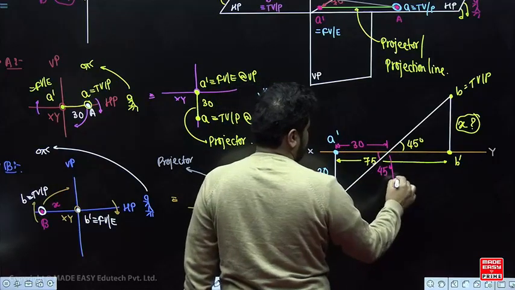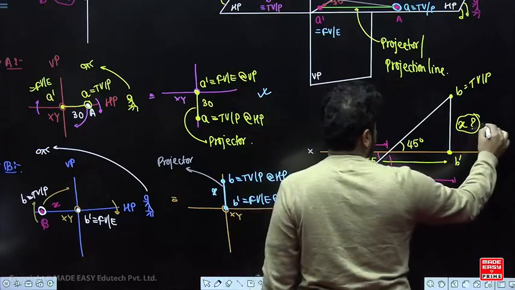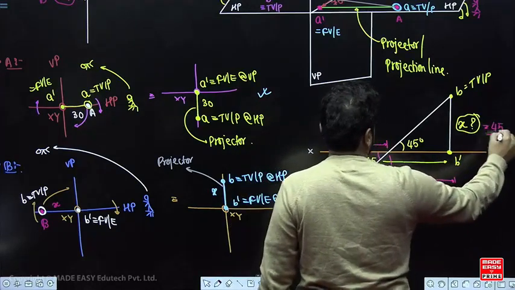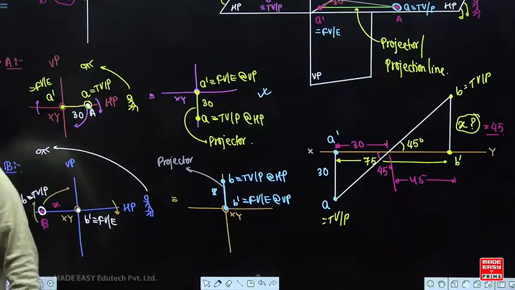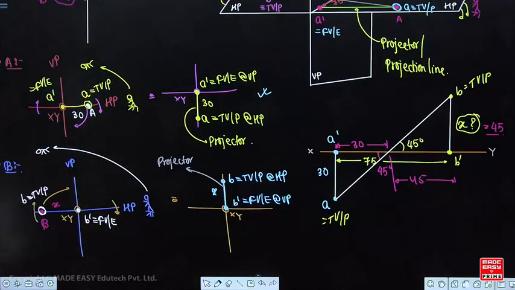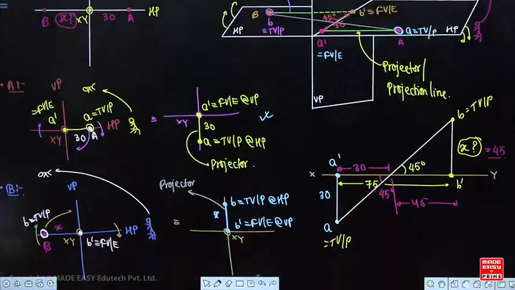So if this is 30, then how much will this one be? It will be 45. So if this is 45, how much will this one be? It is also 45, because tan 45 is how much? It is 1. So what is the answer? It is 45 mm. So 45 mm is the value of x, and what is x? X is 45 mm behind VP, isn't it? So 45 mm behind VP will be the correct answer. So option B.